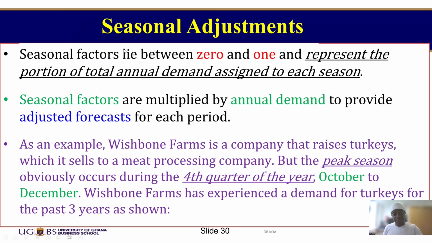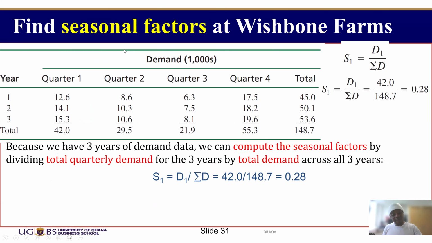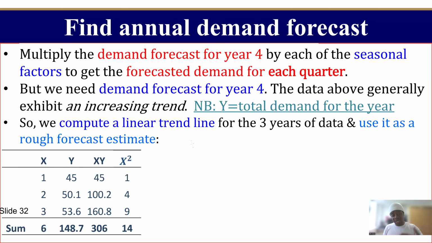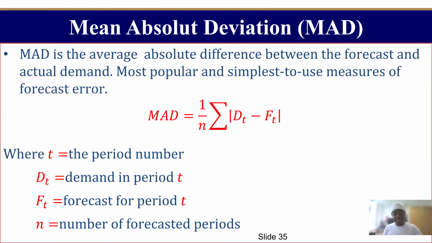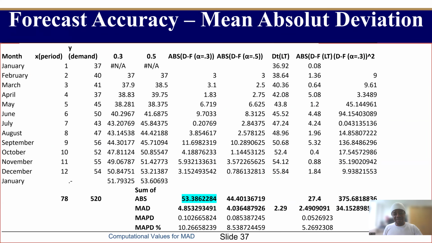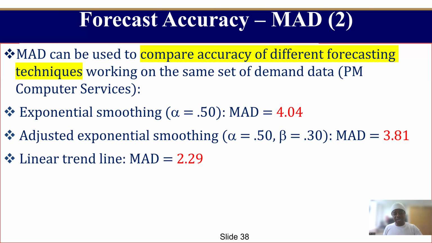Let me just go down. These are all forecast errors that we are calculating, the forecast error for each one. This is what gave us the forecast error of 2.29 for the linear trend. Now on the basis of these three, if you are to ask which method is the best to use, obviously it's going to be the linear trend. And why?